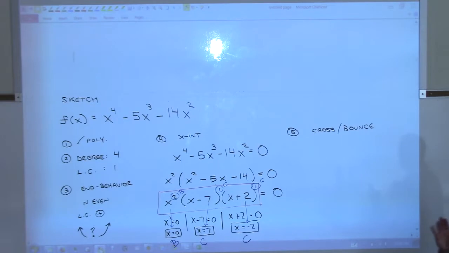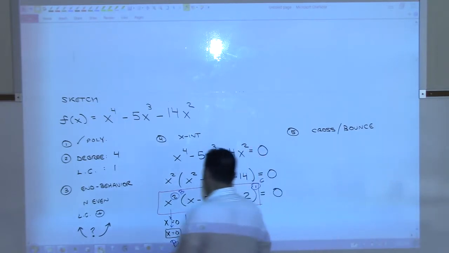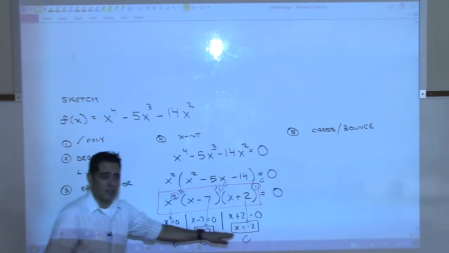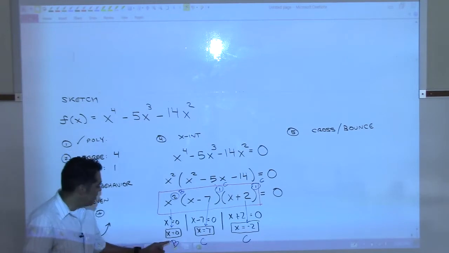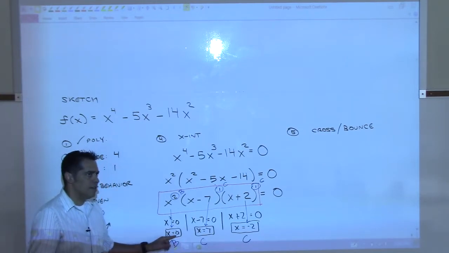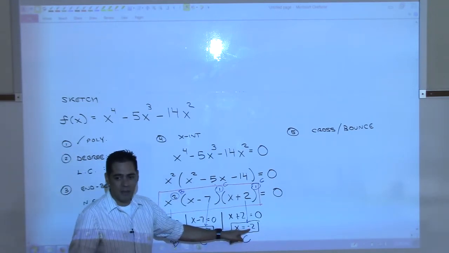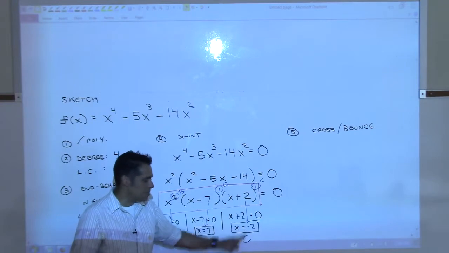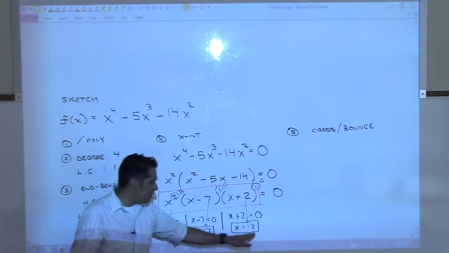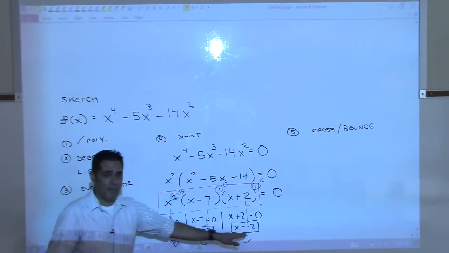The biggest mistake that I see on this is that students will look at these numbers to determine bouncing or crossing. They'll be like, oh, 0, 0's even, so I'm going to bounce. Well, you got lucky, okay? Because look at negative 2. Negative 2 is even, right? But we actually cross here. We don't bounce here.